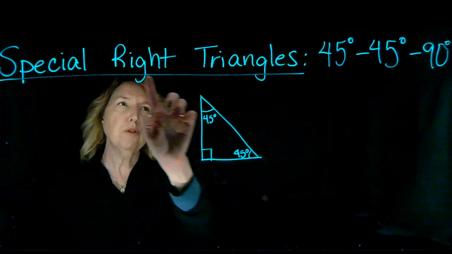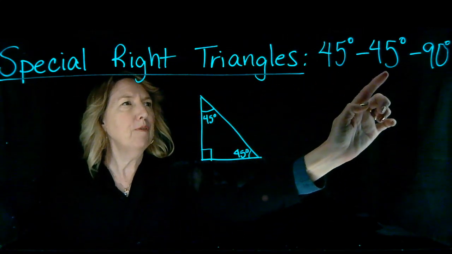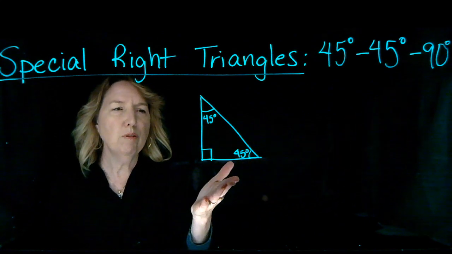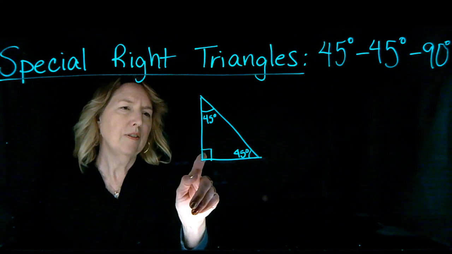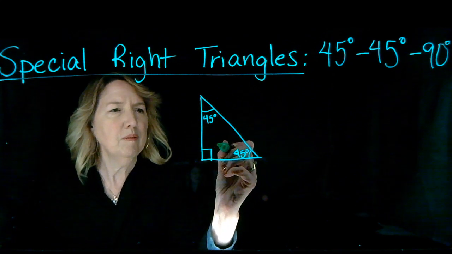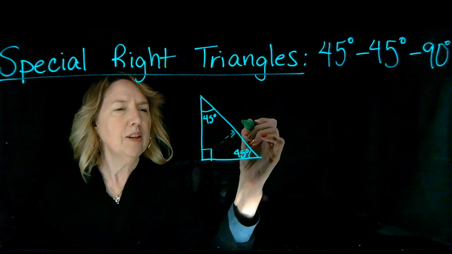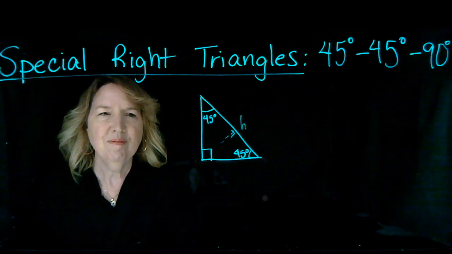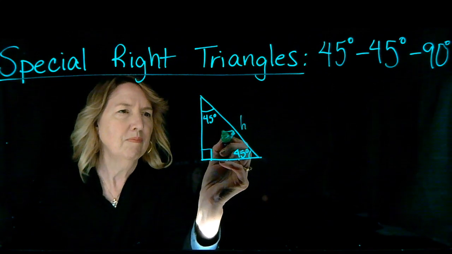Let's look at special right triangles, 45, 45, 90. Here I have a rough sketch of one, and this is my 90-degree angle, and it's opposite the hypotenuse, just a reminder. That's supposed to be an arrow.